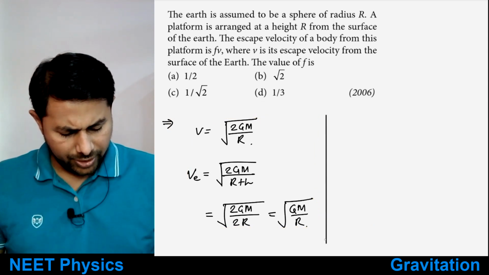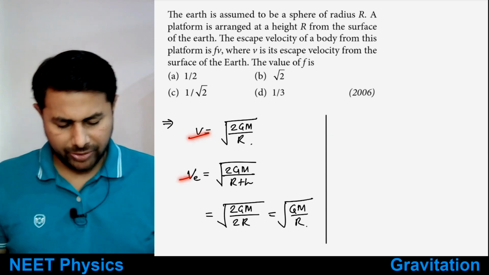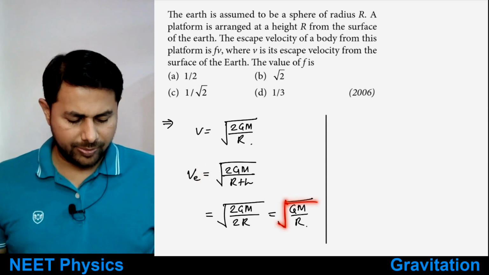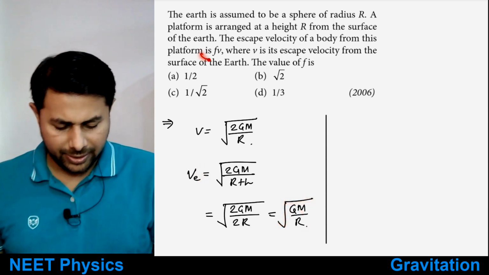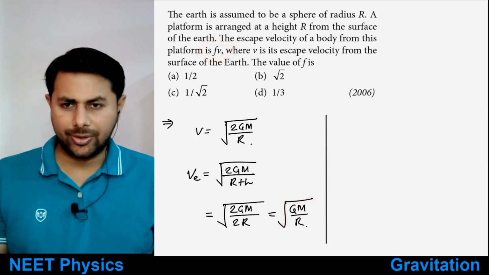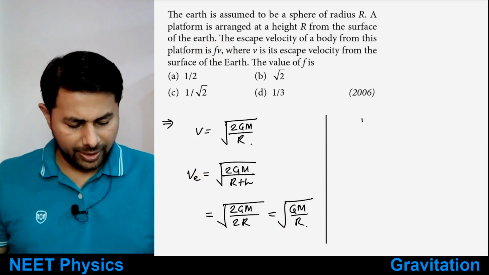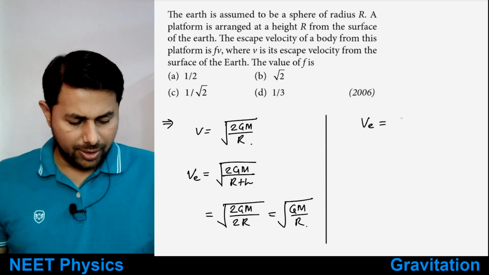And then you just need to compare these two. Compare this one with this one. So they say that VE is equal to square root of GM over r, and it is f times the escape velocity on Earth. So what is that f? Okay. So VE is equal to f times v.